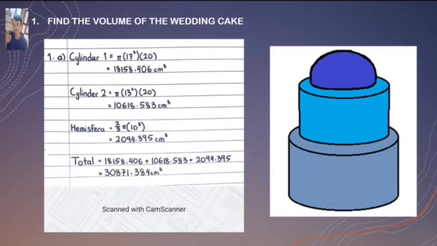After we find the volume of all three shapes, we can total them up, which is 18158.406 plus 10618.583 plus 2094.395, equal to 30871.384 cm cubed. That is the volume of the cake.